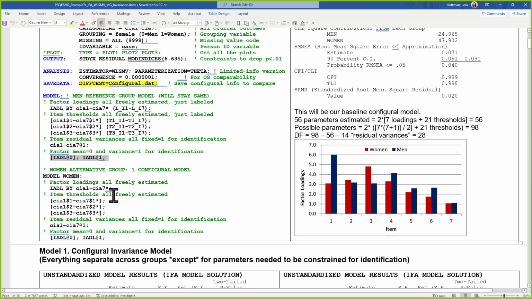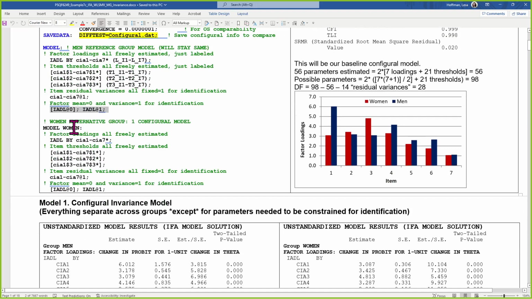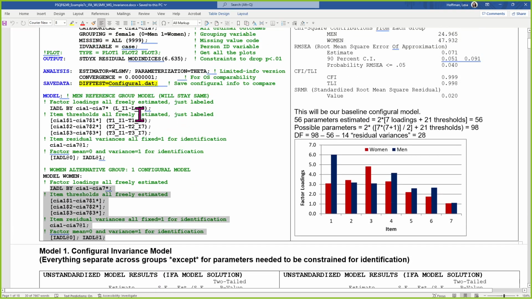Then if I come down to the model for women, it is exactly the same. The only thing that's different in terms of the code is the lack of labels. So I don't have any labels on the bottom here. That means they're all separate. So the process of constraining them to be the same will rely on attaching each of these labels in successive models, which then will make those parameters the same between men and women.